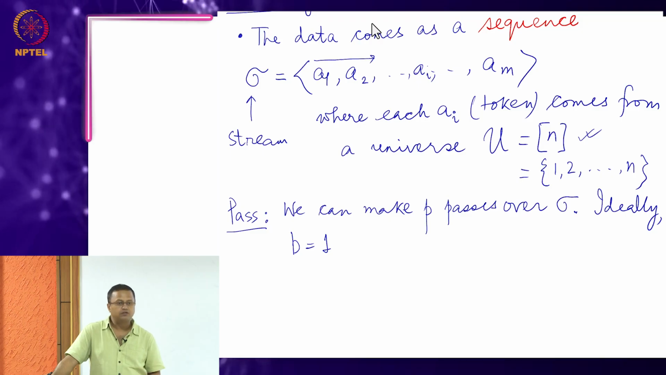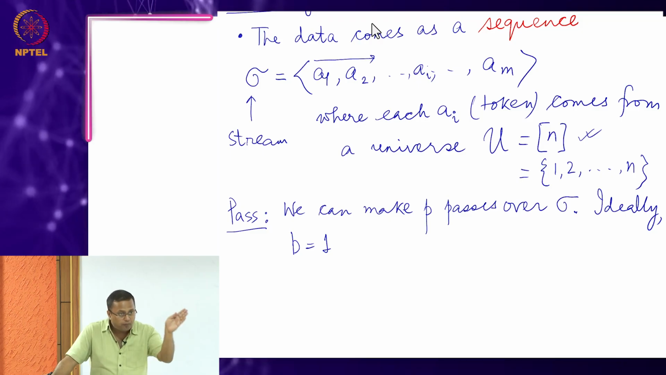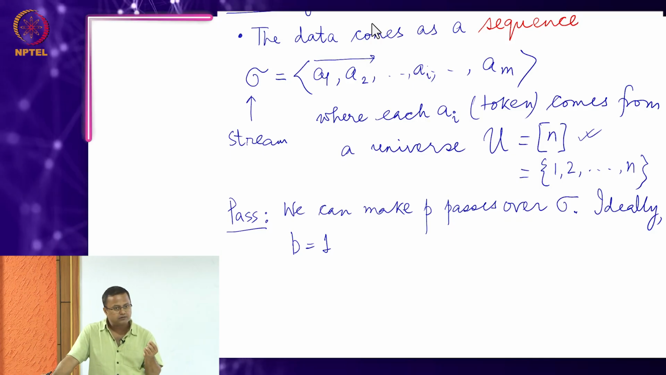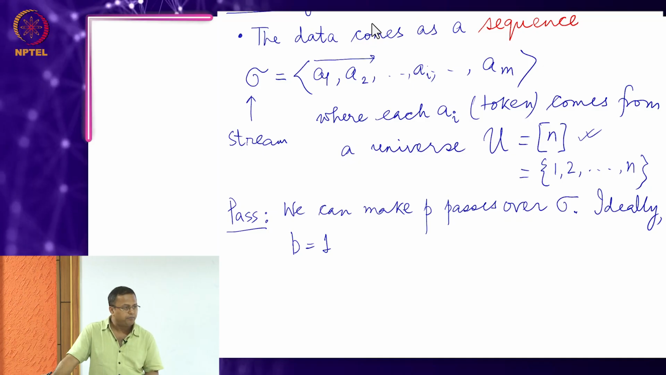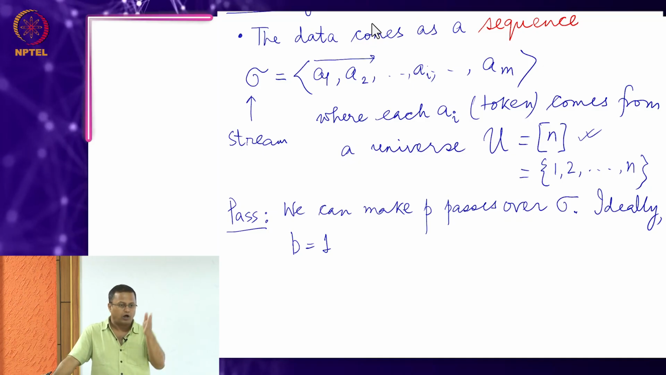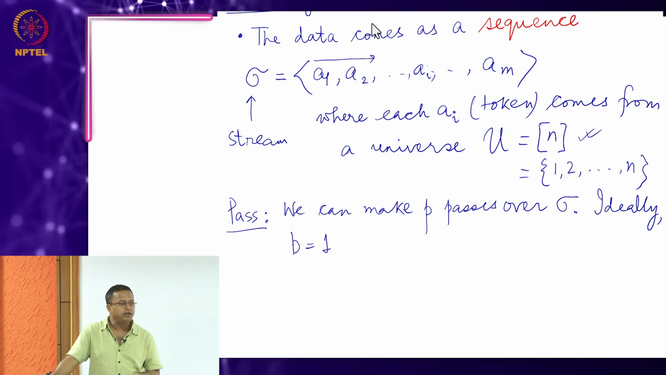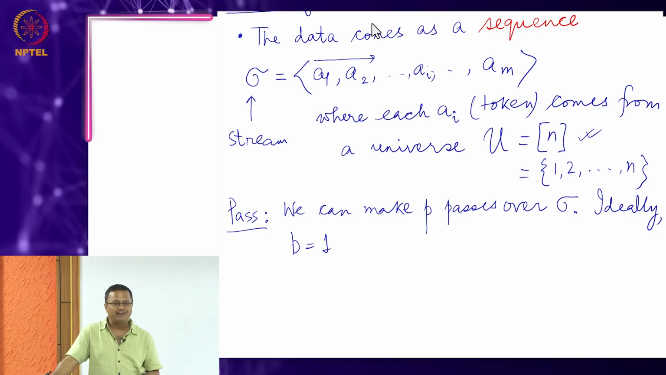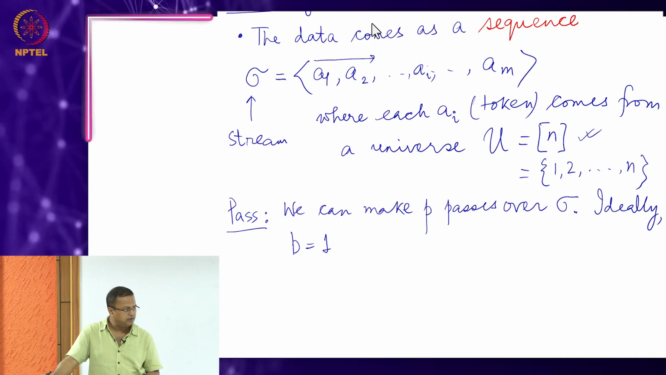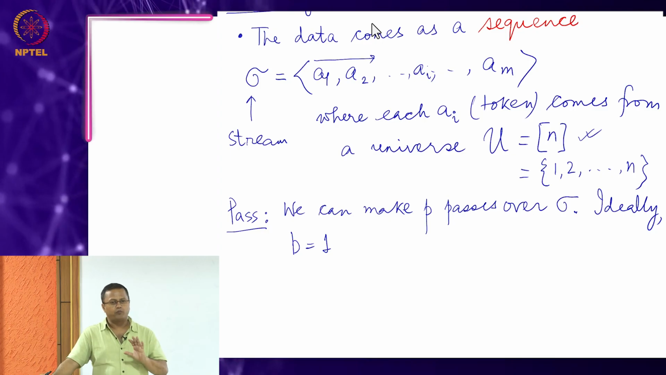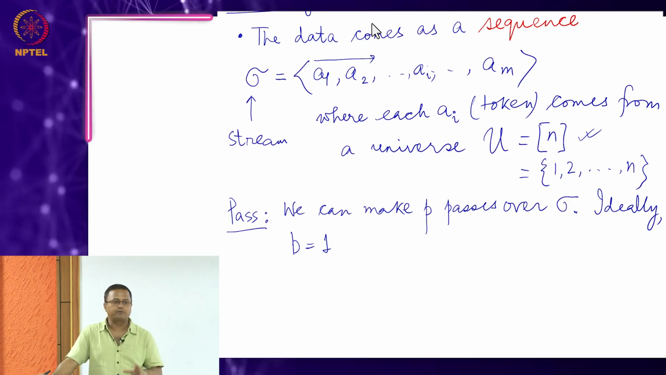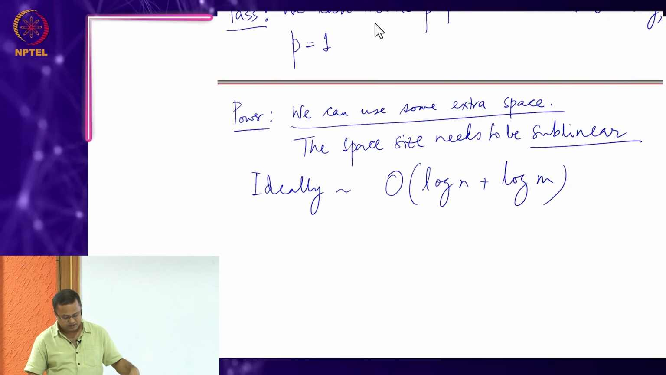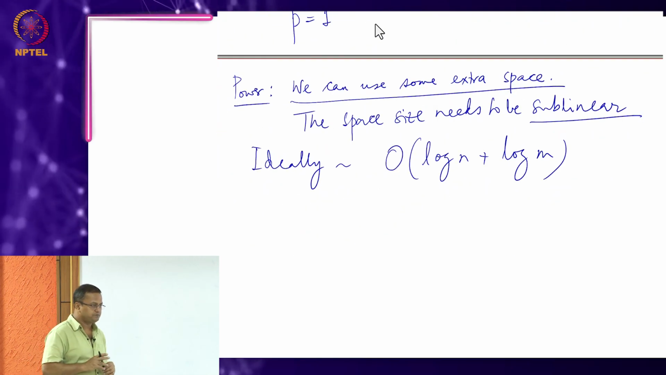So, to count the number of elements in this stream, in a counter I need log m bits, because the stream length can be m. If I need a counter to store how many elements have gone past, then I would need a log m bit counter, and to encode each element of the universe I would need log n bits. So, my goal would be to solve these problems in space log n plus log m.